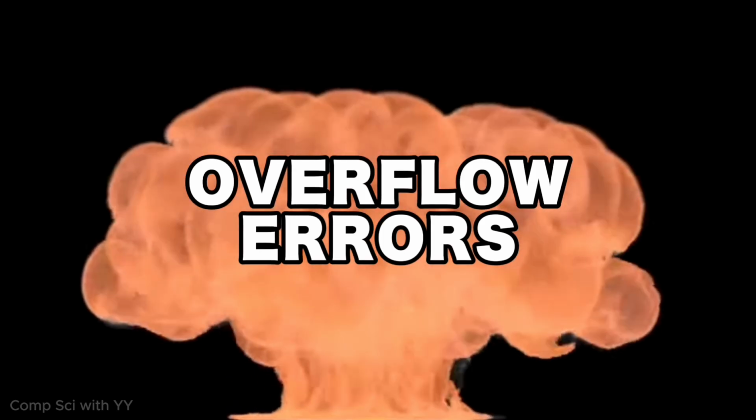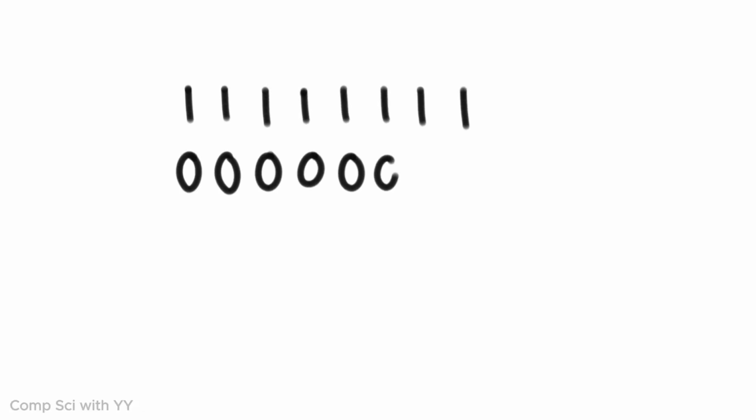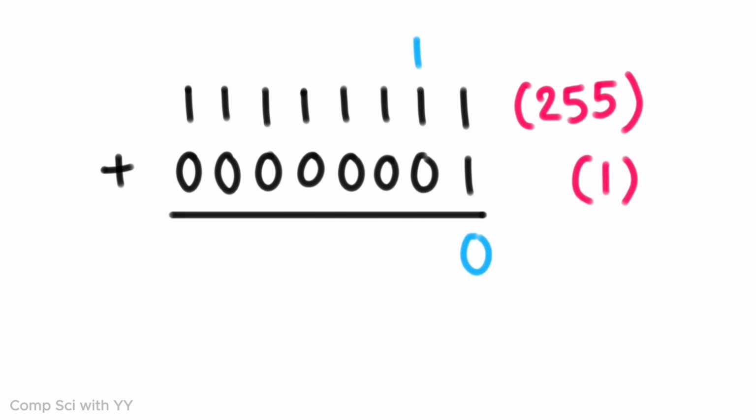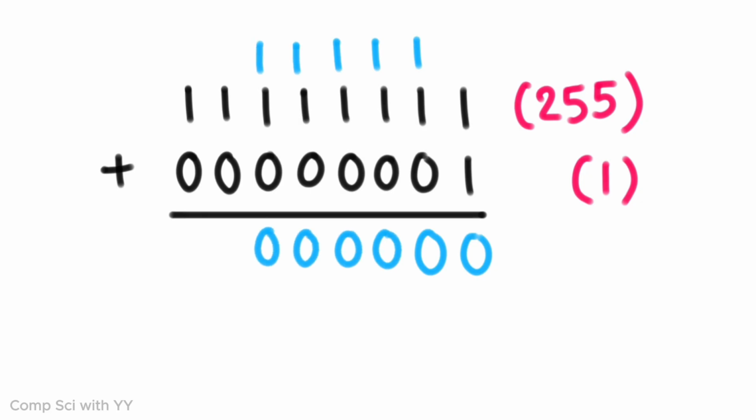Now, the final thing we are going to talk about in this video is overflow errors. Sometimes when adding 2 binary numbers together, we can end up with an answer that exceeds our register size. For example, let's say we want to add 255 and 1 in binary. On the right side, we have 1 plus 1, which is 10, so the carry digit will go to the next column. And then here we have 1 plus 1 again, which is 10, so we have a carry digit again. And as you can see, this repeats until the leftmost column, where we will write 10 again. And the answer is 9 digits.